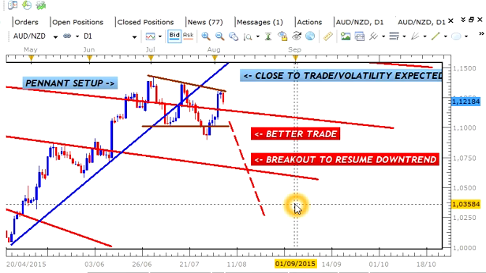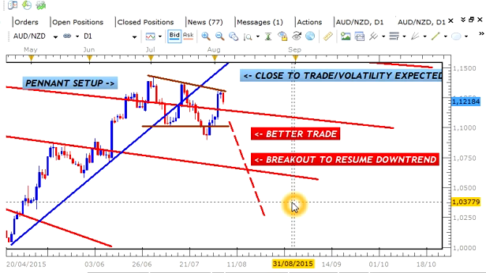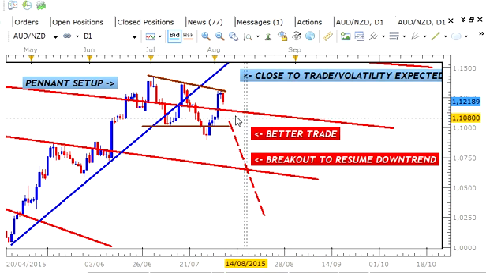So let's hope for a strong signal over the next couple of days to take advantage of this expected movement.